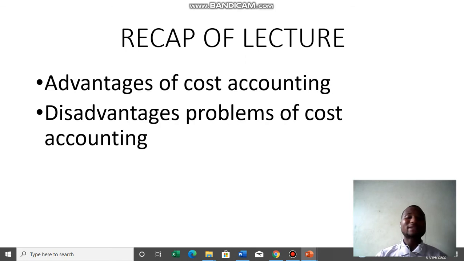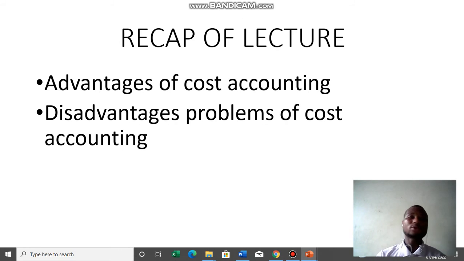Then we also said that it is sometimes even unnecessary for small organizations. If you are a small organization, you don't need a cost accounting system, because the cost associated with it will be higher than the benefits it will bring to you. So why do you have to do that? We also said that there can be overemphasis on cost. When management overemphasizes cost, they are likely to lose focus, and this can result in quality problems. We might not produce commodities of the right quality because we are emphasizing so much on cost.